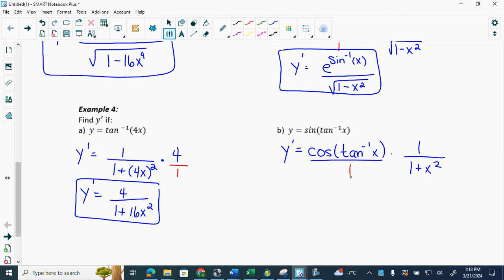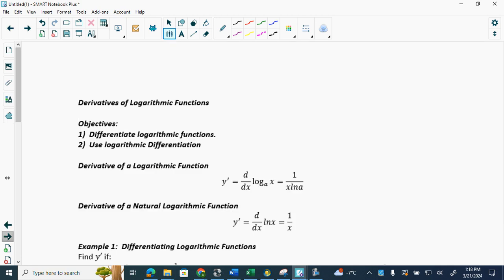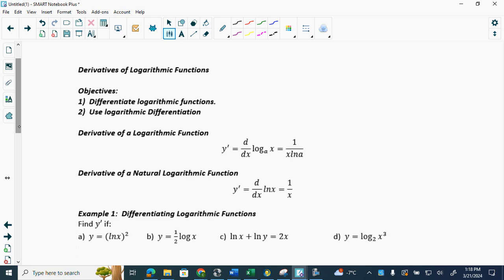This is over 1, rewrite it. Y prime, cos, tan neg 1x over 1 plus x squared. Okay, then flip over. That is literally all that there is to that. That is it. The hardest part is memorizing the table, which I'm not making you do. You're welcome. It's a gift. Like my class. Like great gift. All right.